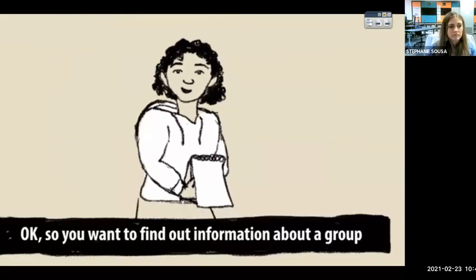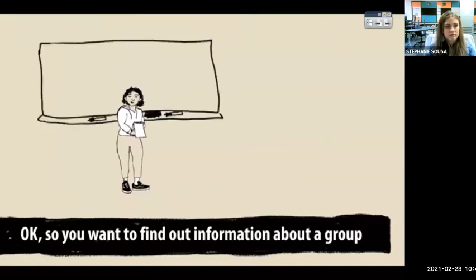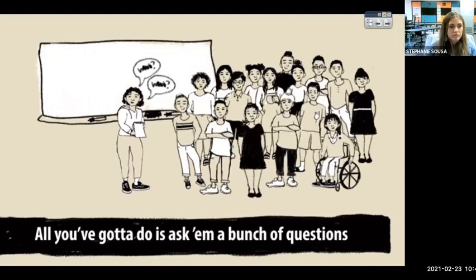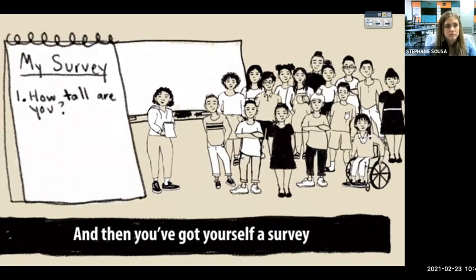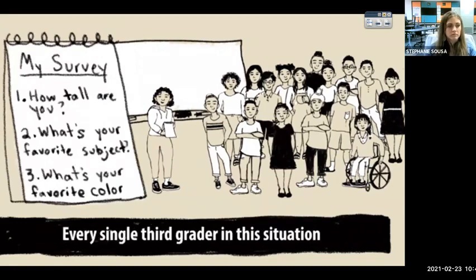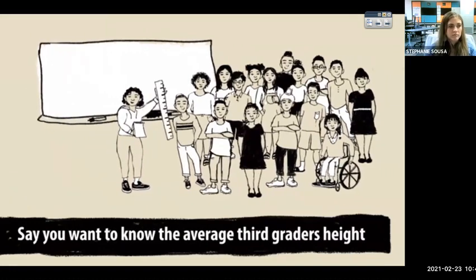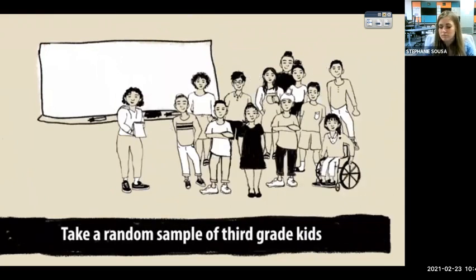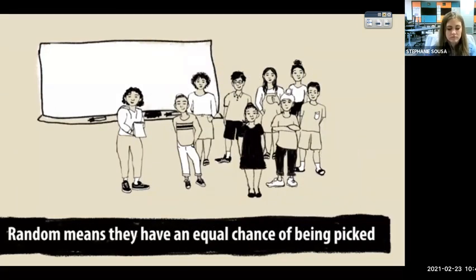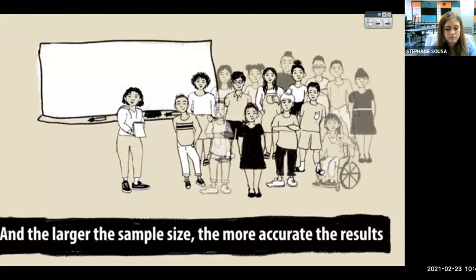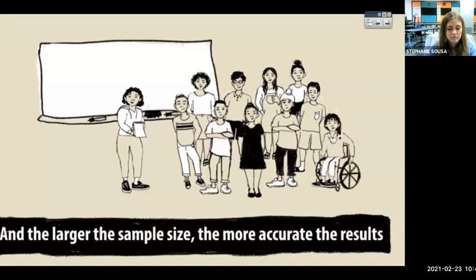Okay, so you want to find out information about a group, like all the students in the 3rd grade. All you gotta do is ask them a bunch of questions, and then you got yourself a survey. Ask questions that apply to the whole population. Every single 3rd grader in this situation. Say you want to know the average 3rd grader's height, but you can't ask them all, that would take all night. Take a random sample of 3rd grade kids. Random means they have an equal chance of being picked, which means the sample represents 3rd graders as a whole. And the larger the sample size, the more accurate the result.